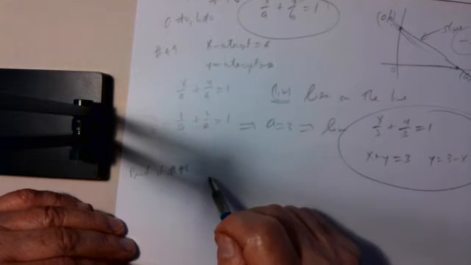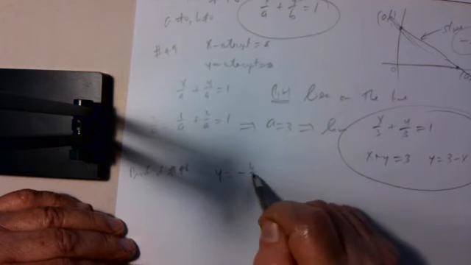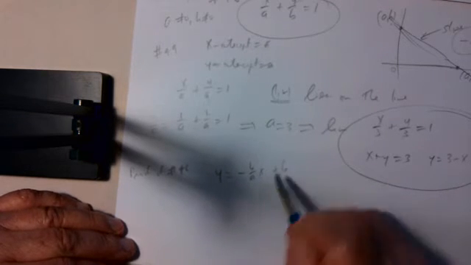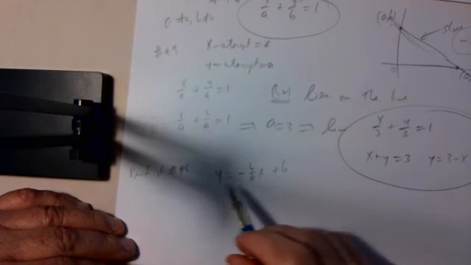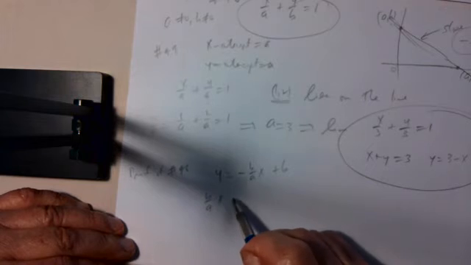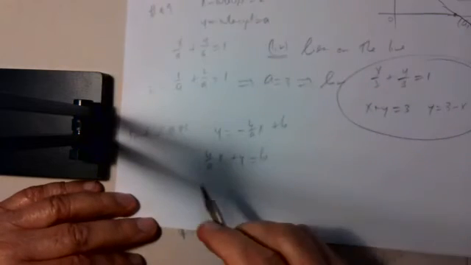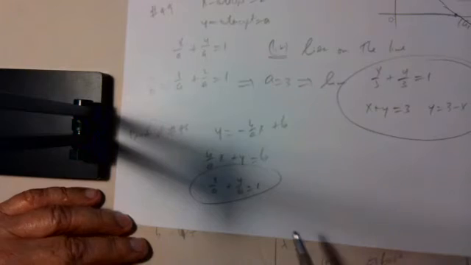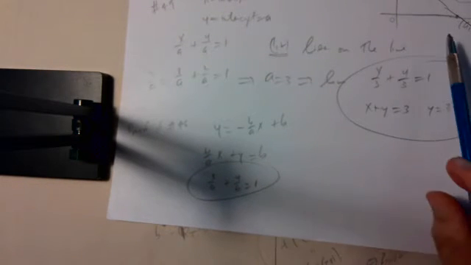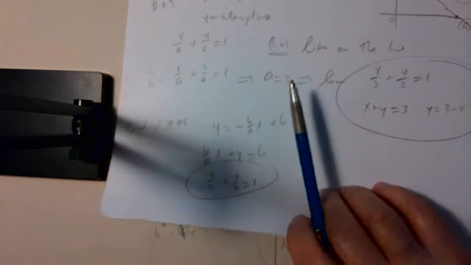So the slope-intercept form of the line will be y equals mx, where m is minus B over A, x, plus B. If you bring this on the other side, you get B over A times x plus y equals B. If you divide by B, you get x over A plus y over B equals 1. So this is, if you like, a proof that the line with x-intercept A and y-intercept B has this equation.